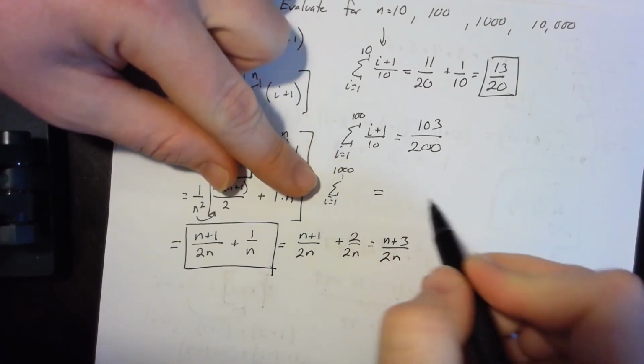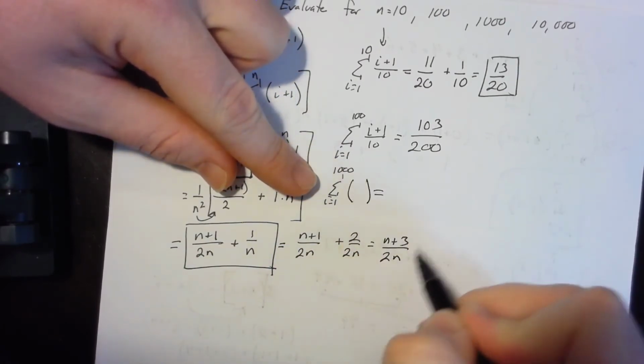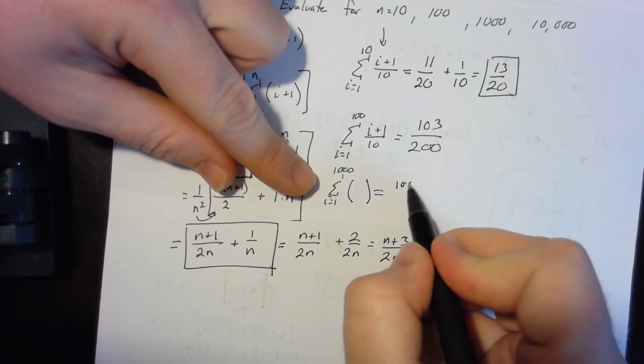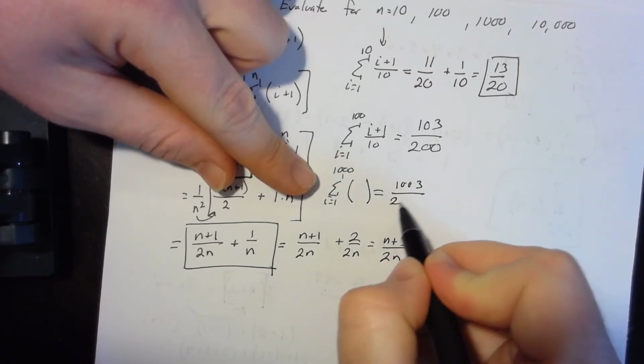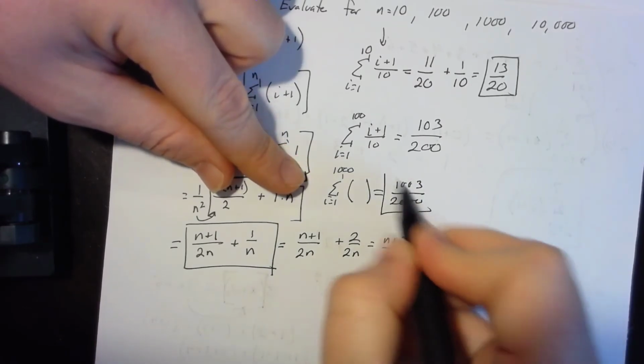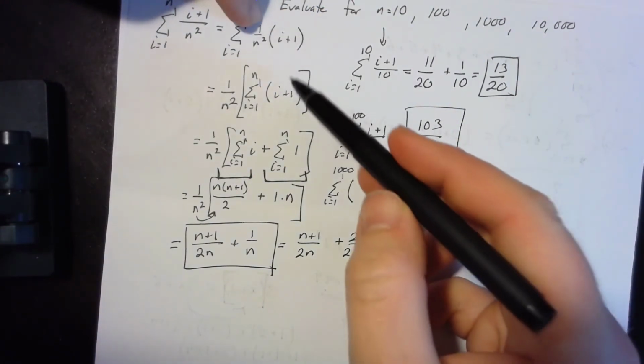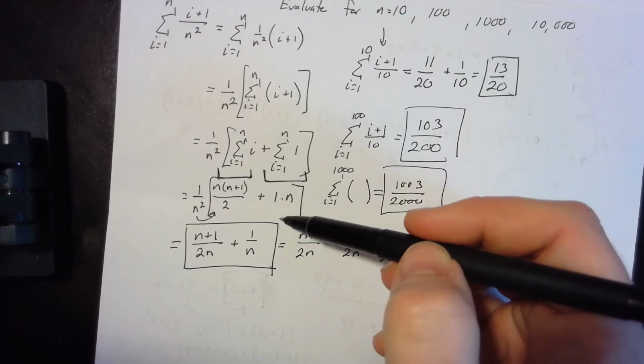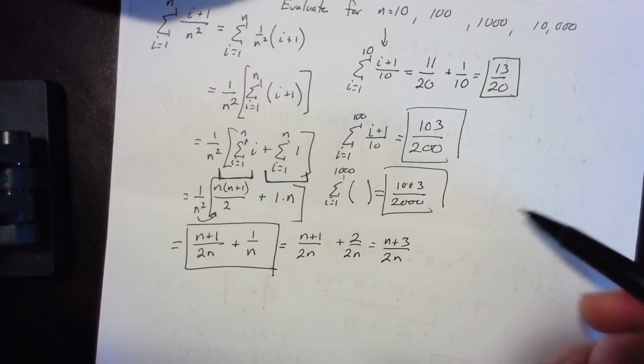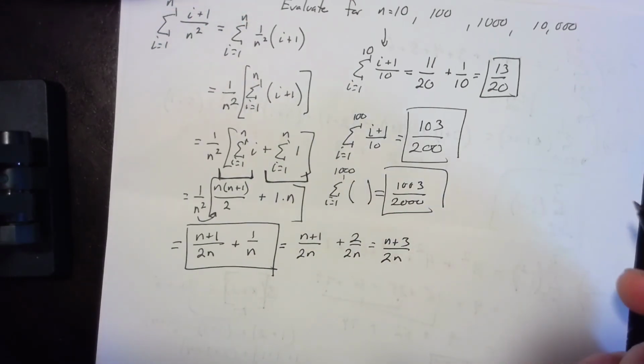If I wanted to go for 1,000, i equals 1 to 1,000, I'm going to end up with, and I'm going to go ahead and just bypass writing the function, 1,003 divided by 2,000. And you'll notice that I can simply evaluate every single one of these values with a mild amount of work and no calculator whatsoever. Okay? That's how you're supposed to evaluate these sums without using a calculator, utilizing summation notation and the appropriate formulas and properties.